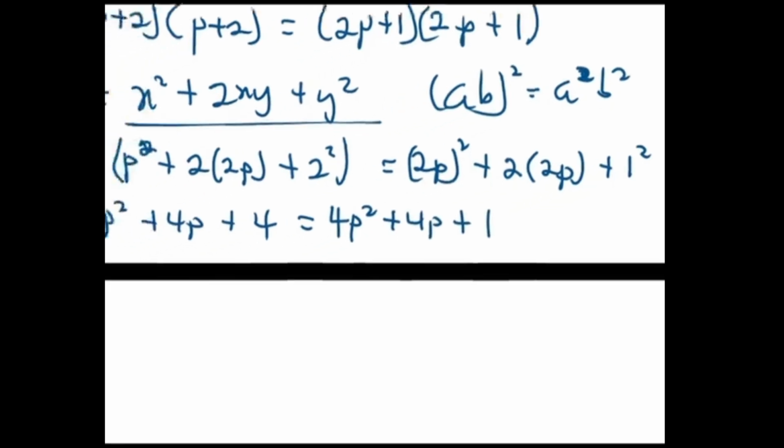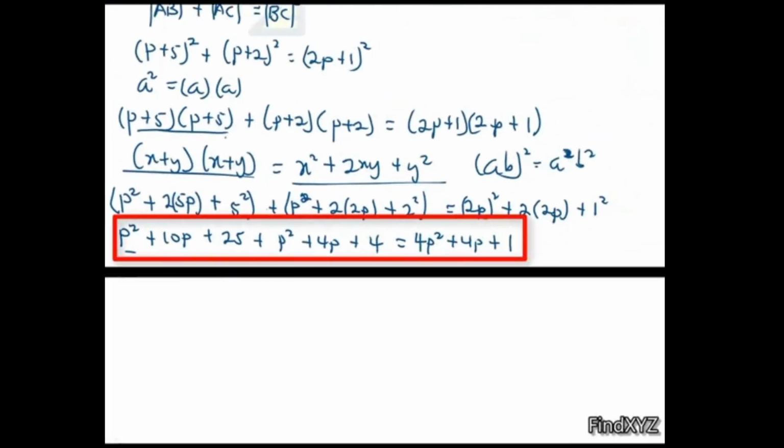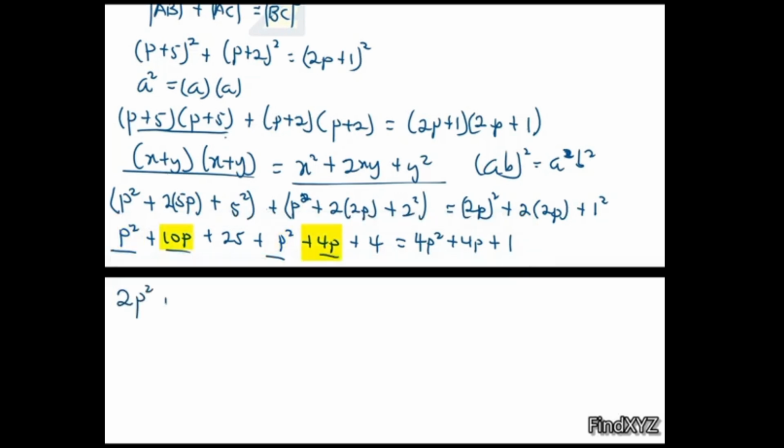So we are trying to simplify this equation. What can we do? We can put some things together. We have P squared here, we have P squared here. Put them together, how many of them do you have? We have 2 of them, so 2P squared. 10P plus 4P, how many altogether? We have 14P. 25 plus 4, how many together? That is 29, is equal to 4P squared plus 4P plus 1.